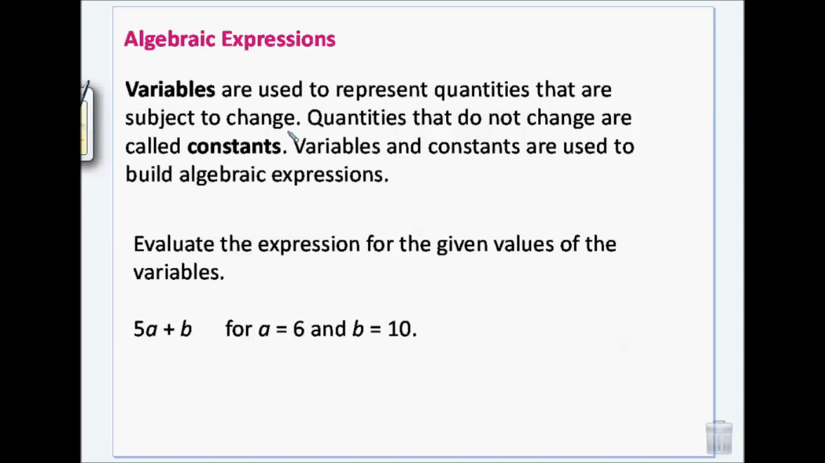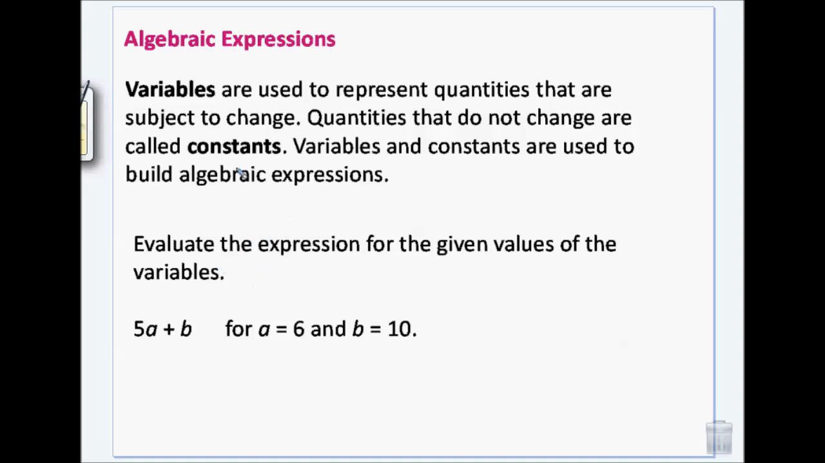Variables, they're used to represent quantities that are subject to change. That's why they're called variables, because the word variable means changing. And constants are numbers. If I tell you 5, it's never anything other than a 5. So that's why those are called constants. And then together they make algebraic expressions. Yeah, they can change. So x today might be 3, x tomorrow might be 75. It just symbolizes unknown. Any letter just symbolizes an unknown.